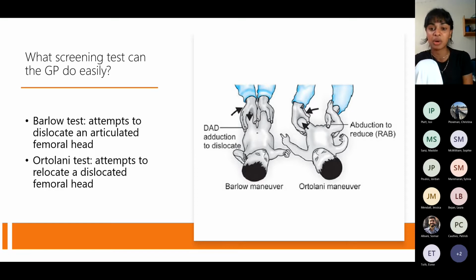Barlow and Ortolani, yeah, exactly. Well done. So what is the diagnosis here? Yep, exactly. Can anyone remember which way around Barlow and Ortolani are, like what each one does?